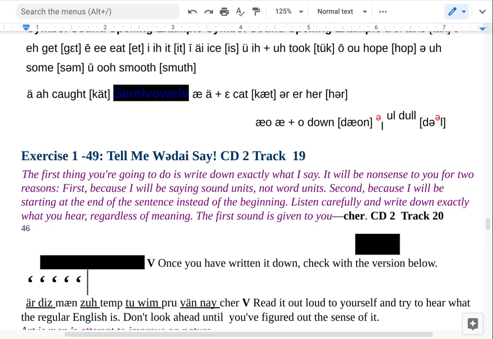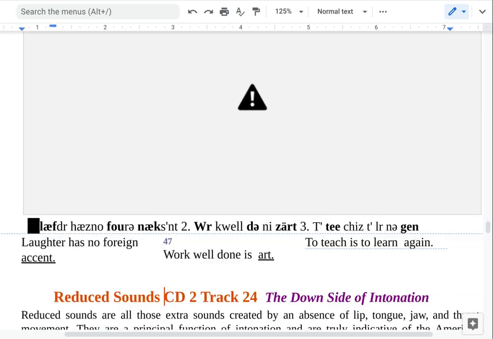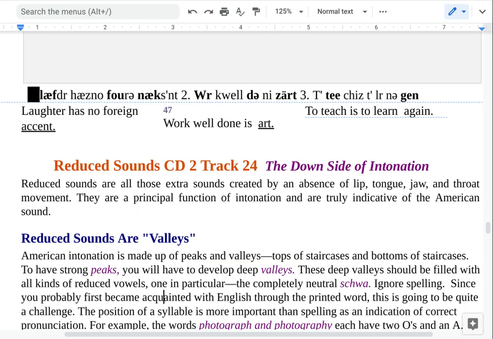Exercise 151. Extended listening practice. Let's do a few more pure sound exercises to fine-tune your ear. Remember, start at the end and fill in the blanks right to left, then read them back left to right. Write whichever symbols are easiest for you to read back. There are clues sprinkled around for you, and all the answers are in the answer key beginning on page 193.